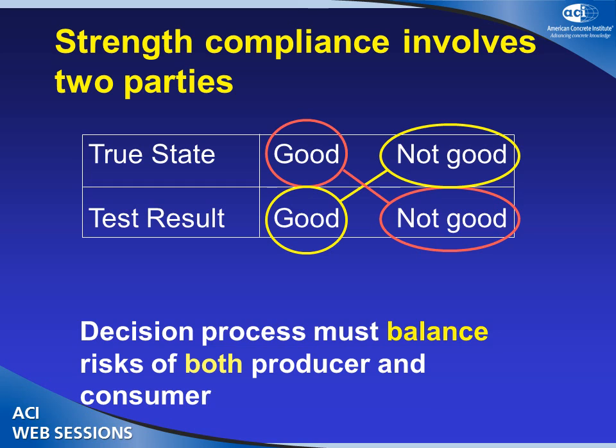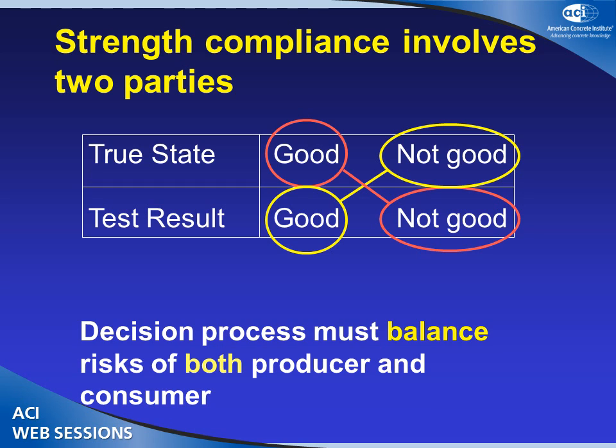So what we do when we say in ACI 318, take 3 cores, take the average, and if the average is not less than 0.85 f'c, and the least strength is not less than 0.75 f'c, that's our way of saying, well, we don't think we really cheat the consumer when we make that decision, and we don't really cheat the producer either.